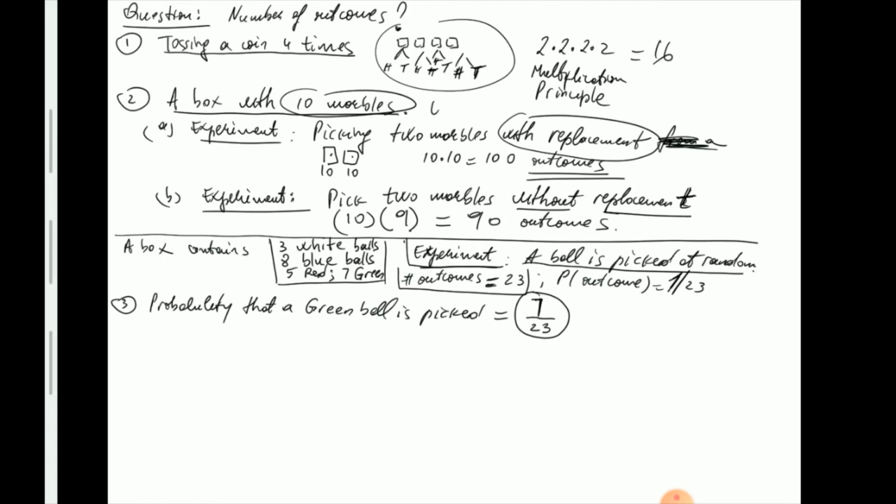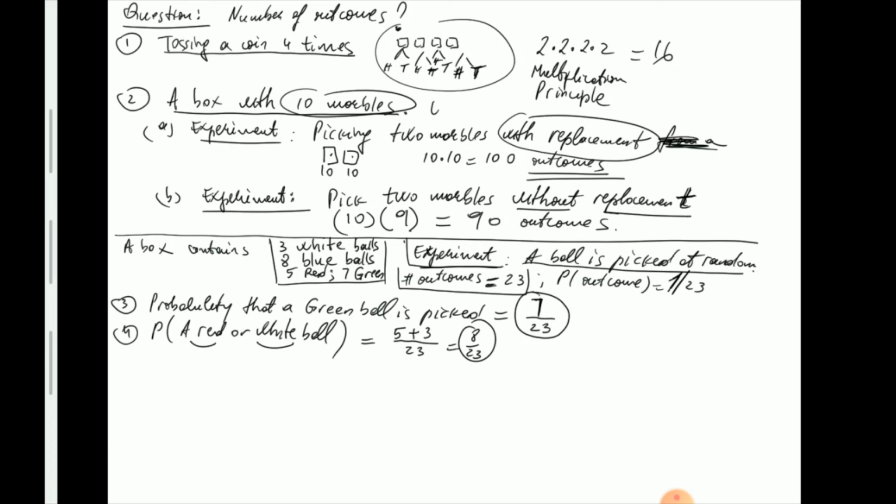What if they say red or white? What if the question is the probability that a red or white ball is picked? Well, how many red ones do we have? Well, we have 5 red ones and 3 white ones. So the number of outcomes in the event red or white ball is going to be 8 divided by the total number of outcomes, 23.